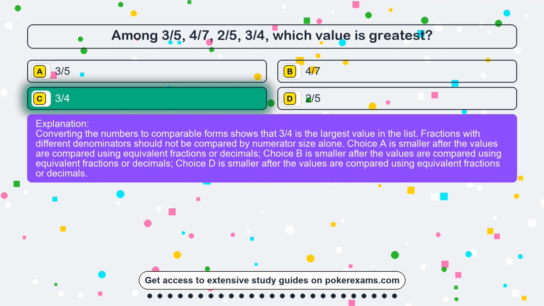Converting the numbers to comparable forms shows that 3/4 is the largest value in the list. Fractions with different denominators should not be compared by numerator size alone. Choice A is smaller after the values are compared using equivalent fractions or decimals, choice B is smaller after the values are compared using equivalent fractions or decimals, choice D is smaller after the values are compared using equivalent fractions or decimals.